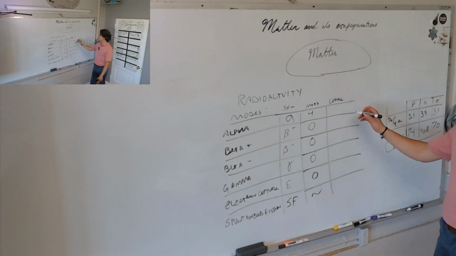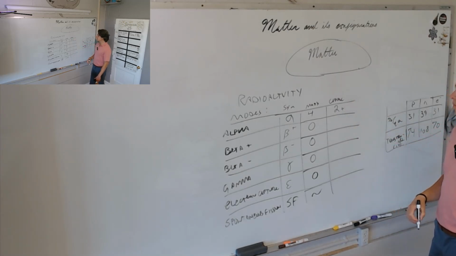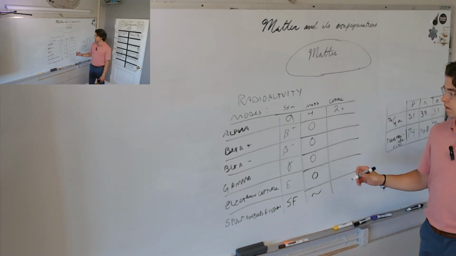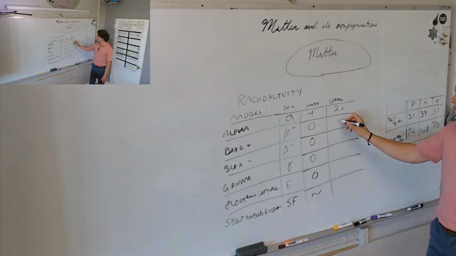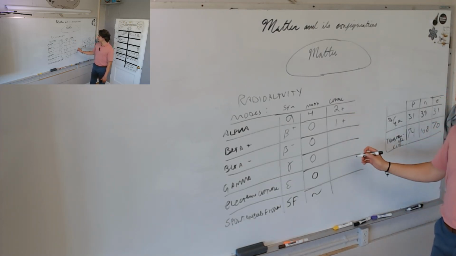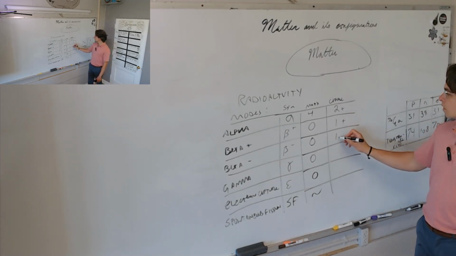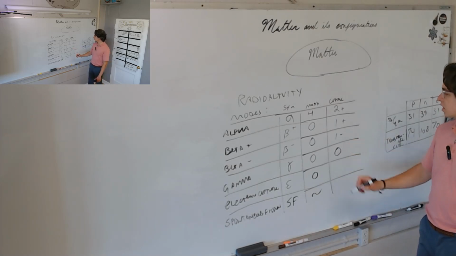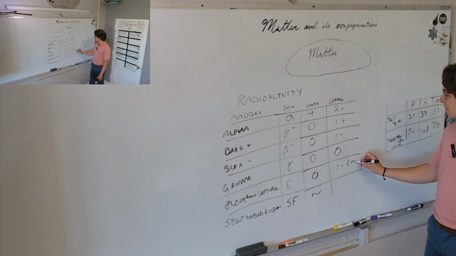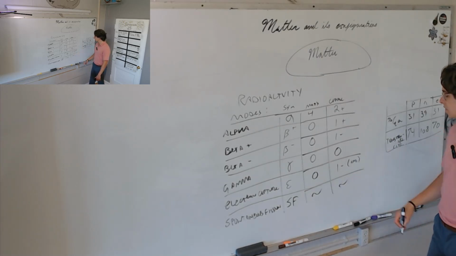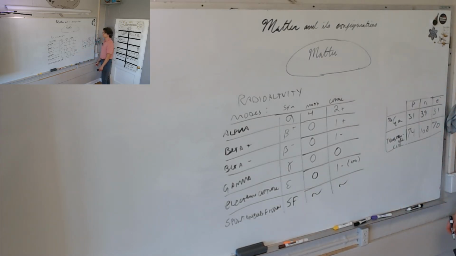The charge of alpha is 2 plus. Beta plus, can you guess what charge it would have? A plus charge. It's 1 plus. What about beta minus? 1 minus. Gamma has no charge. Electron capture is 1 minus, but we actually add this instead of subtracting it. And again, spontaneous fission, we're not going to do work with that.